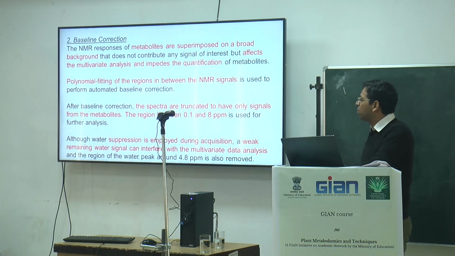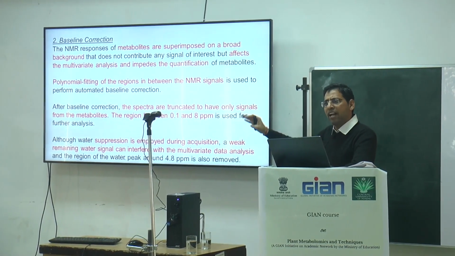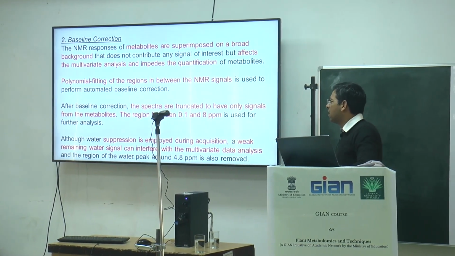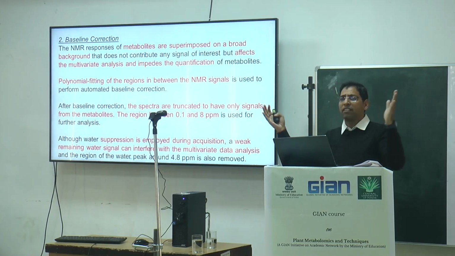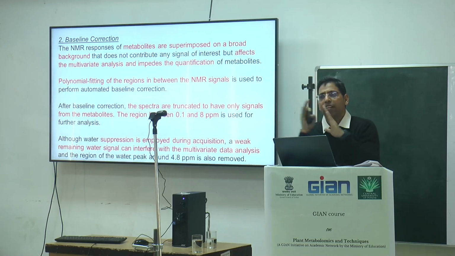That's why we are using polynomial fitting of the region in between the NMR signal. This is an algorithm that works automatically, you just give a command and it will do the baseline correction very well. After baseline correction, they cut the spectra. You truncate the spectra, and you only have to find the signal of the metabolites, nothing else. Whatever peaks you are getting after this baseline correction, you will find the area in which the different metabolites are present.